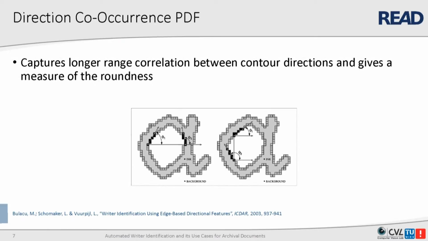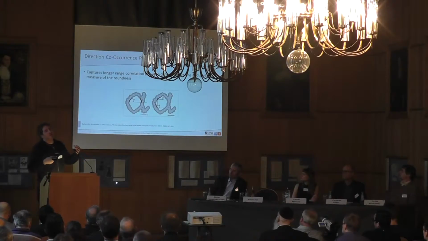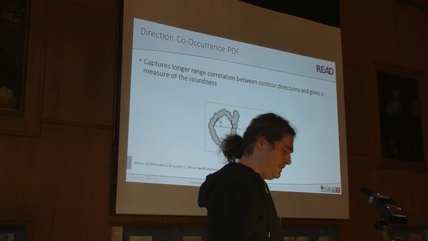And the last feature they use is direction co-occurrence, and this time they calculate the angle here, searching for the next pixel in the horizontal direction, but also in the vertical direction, and calculate the angle there. And so they have something like a measurement of the roundness of the character. And as I said, this work is rather old, but influenced a lot of writer identification methods. And now I come to a few modern ones.